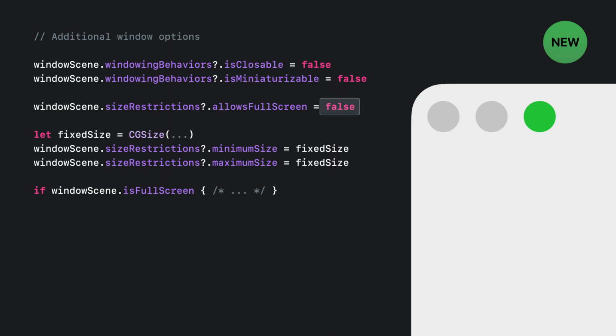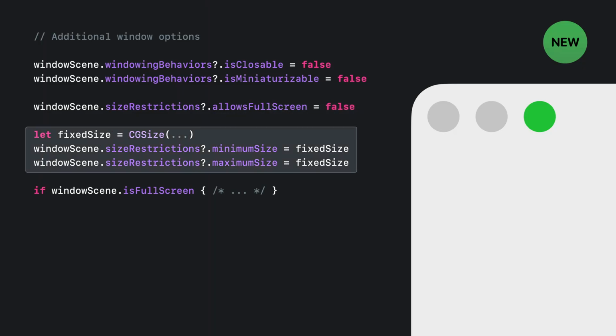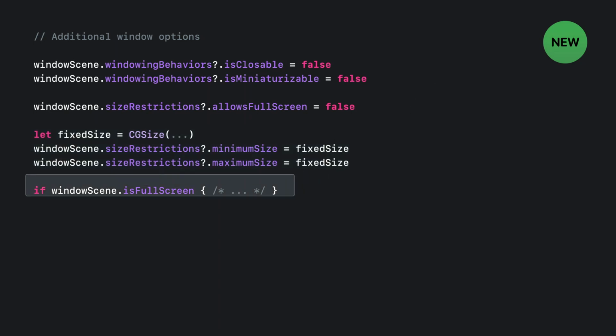The green window button handles both resizing your window on the desktop and taking the window into full screen. You can disable full screen with the new property on size restrictions, allowsFullScreen, or disable resizing by using size restrictions and setting the minimum and maximum size to the same size. And by doing both, the green button also becomes disabled. And you can check whether your scene is currently full screen with the new isFullScreen property.